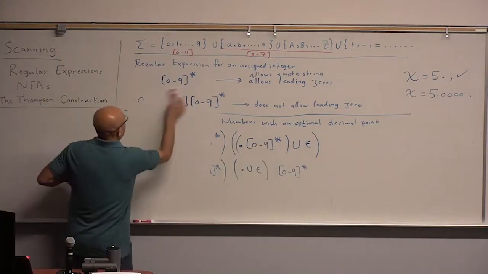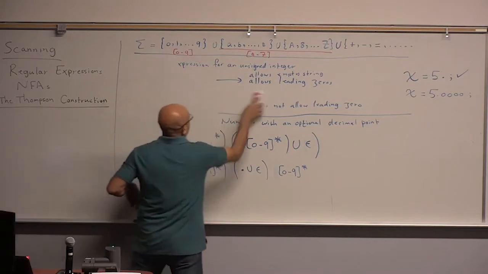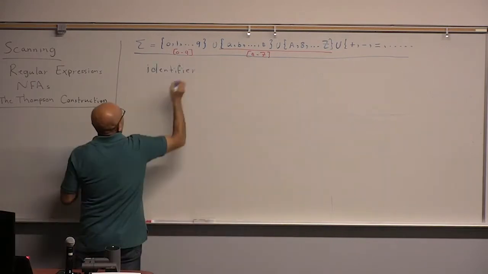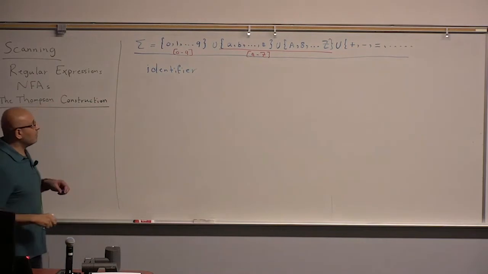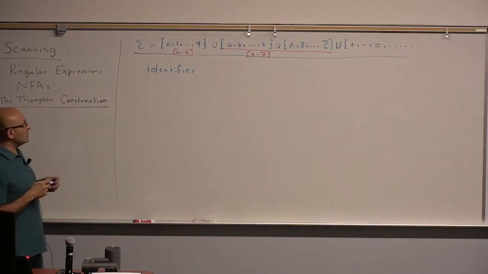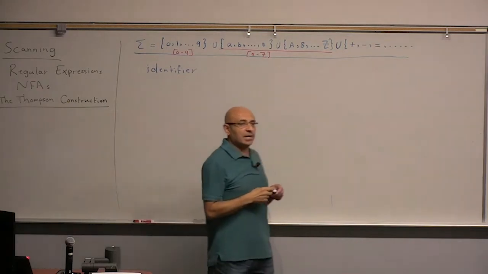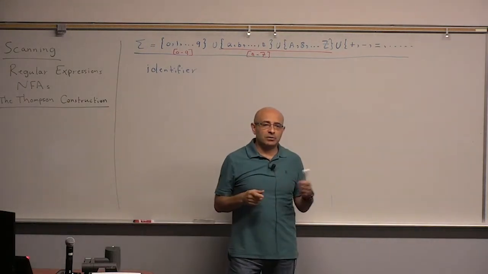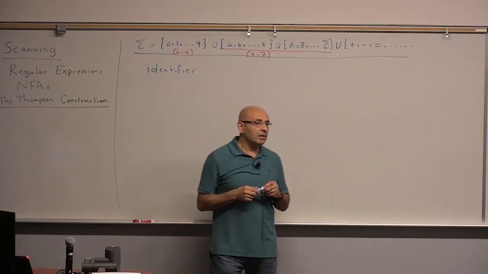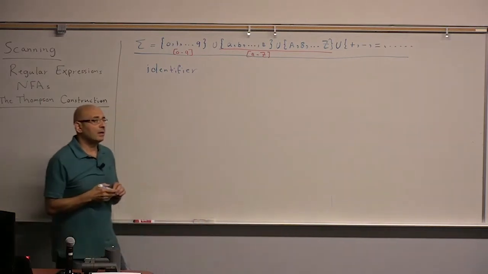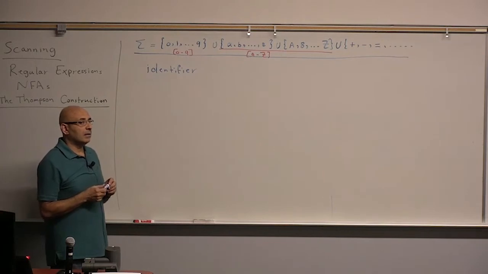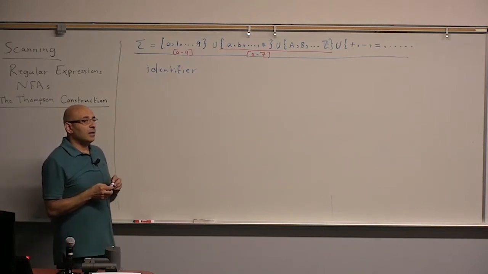Let's do variable names or identifiers. So for an identifier or a variable name, normally in a C-like language like C, C++, or Java, we allow the variable name. What are the rules for a variable name in C, C++, and Java? Let's start with a letter, and then after that you can have letters and numbers, and you can have an underscore.